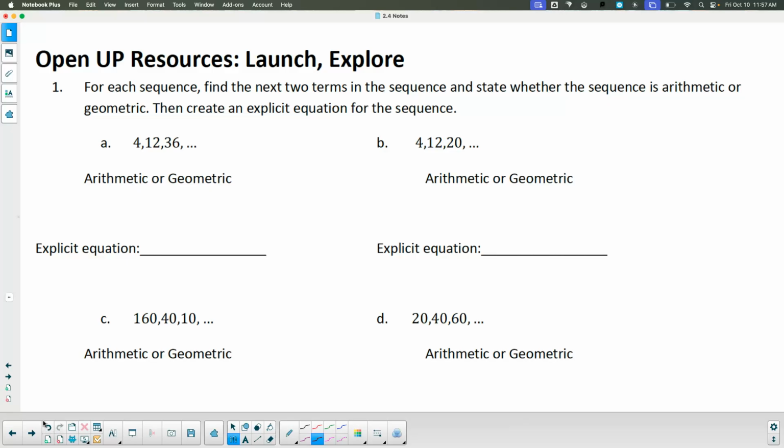And we're back. In this first one, in part A, it appears to me like we are multiplying by 3 to get to the next term, which would make this a geometric, and its equation would be f of n is equal to 4 times 3 to the n minus 1 power.